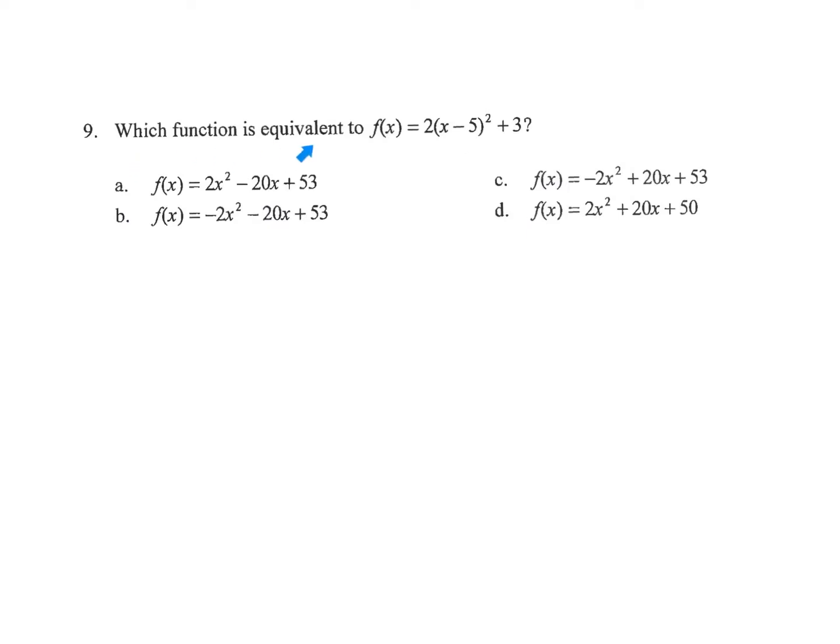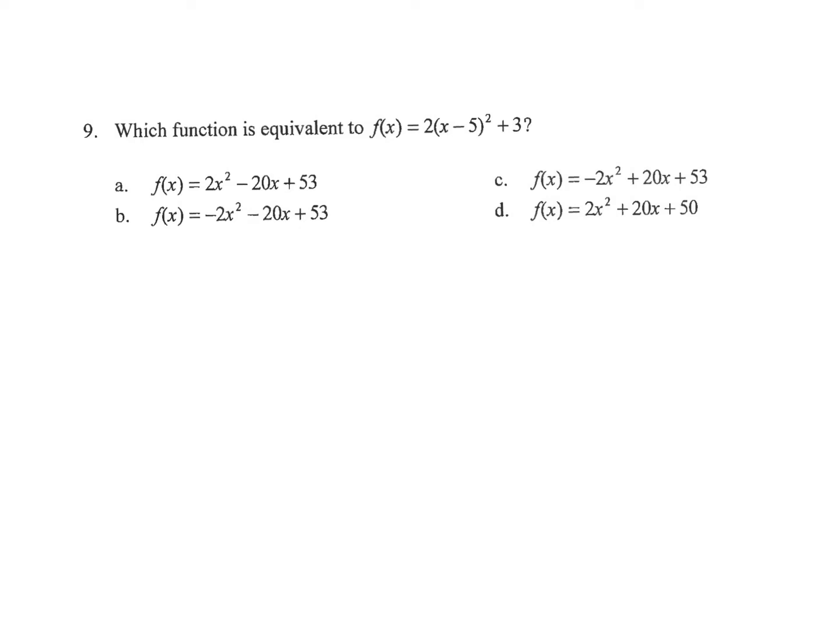It says, which function is equivalent to f of x equals 2 times (x minus 5) squared plus 3? Okay, this function is given in vertex form, where you have the h, k. The opposite of this negative 5, which is 5, is the x value of the vertex, and this 3 is the y value of the vertex. But we are actually going to need to work this out in order to put it in standard form, because these answers are all in standard form. So I want to show you briefly how to do that.